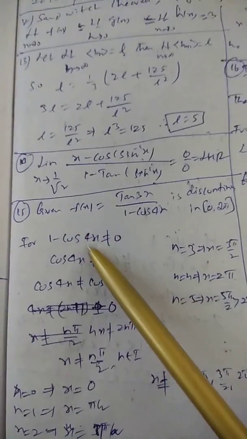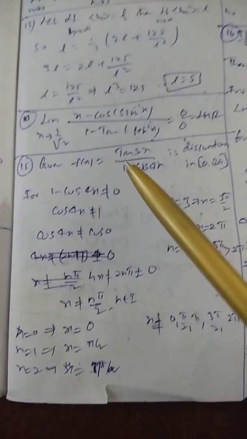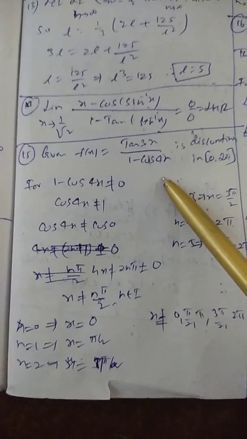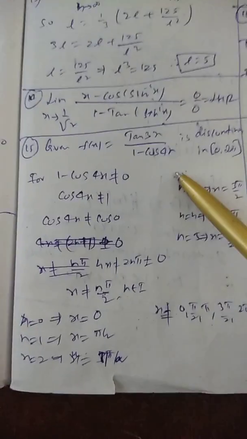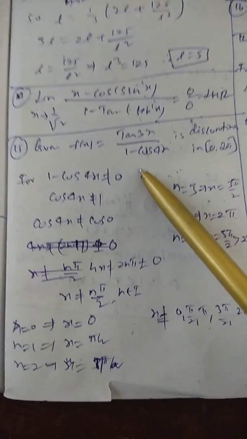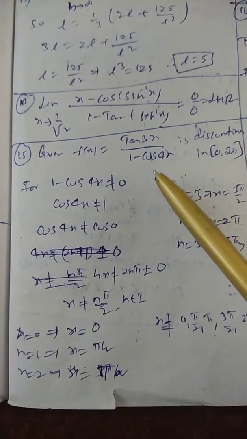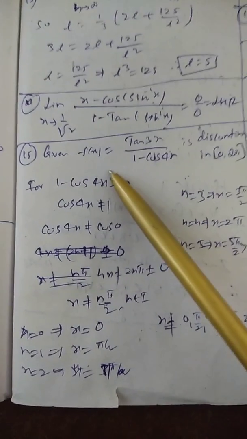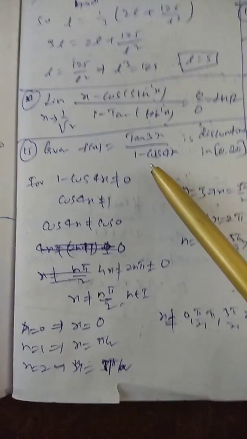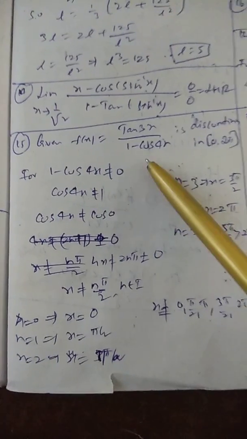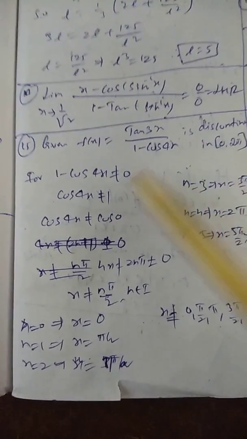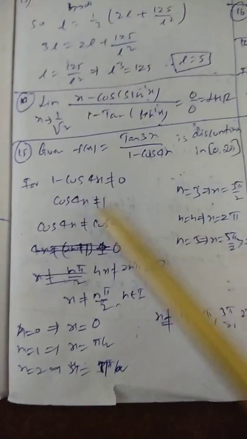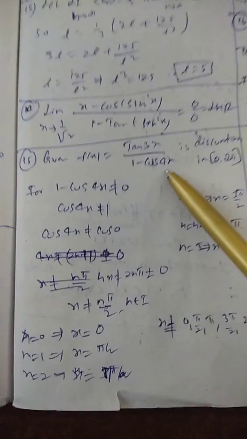Another question is given, it's a different question. When the function f of x equals tan 3x by 1 minus cos 4x, find the number of points of discontinuity. So here the function is undefined at that point, and the function is discontinuous in this interval. So f of x is defined when 1 minus cos 4x is not equal to 0. When it is equal to 0, it is discontinuous. So to be defined, it is not equal to 0.